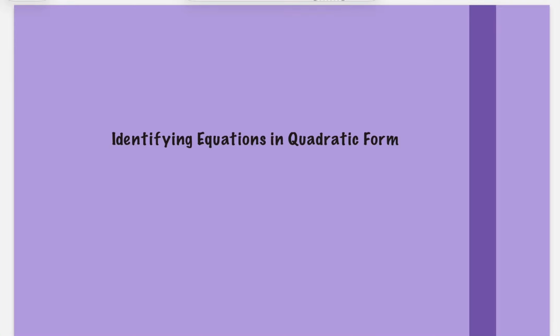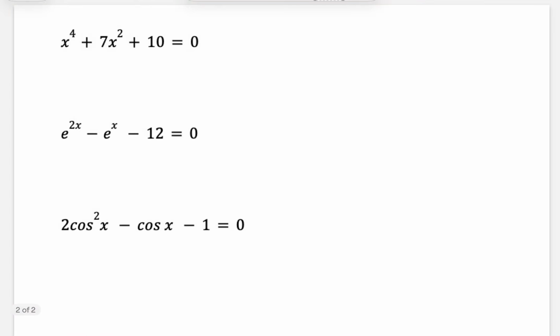This is a quick video on how to identify equations that are in a quadratic form, so in the form of a quadratic trinomial. If we look at these equations, we're going to talk about how each one can be factored similarly to a quadratic trinomial. The first one we have is x to the fourth plus 7x squared plus 10.